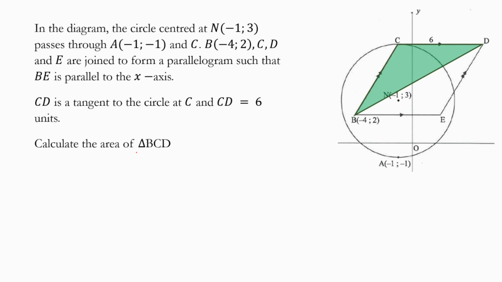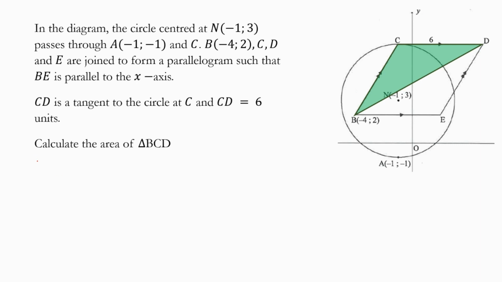If we check, it is half of what? Of parallelogram BCDE. So if we can find the area of the parallelogram and then we divide it by 2, then we're going to find the area of triangle BCD. How do we find the area of a parallelogram?